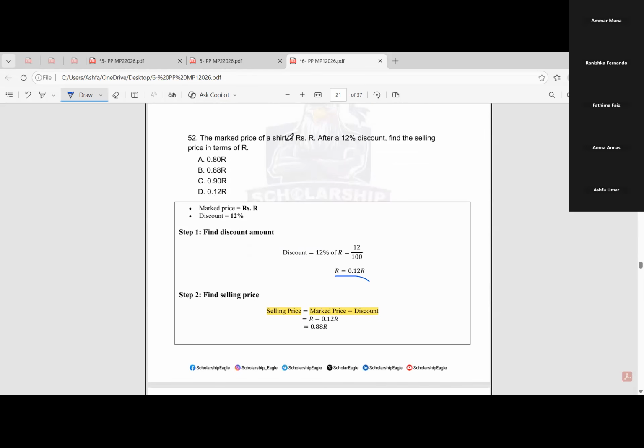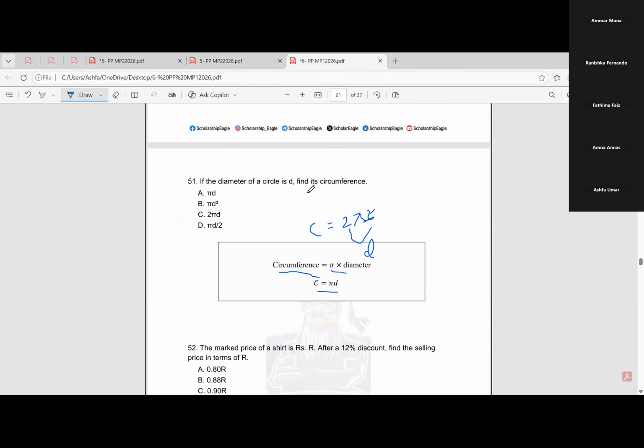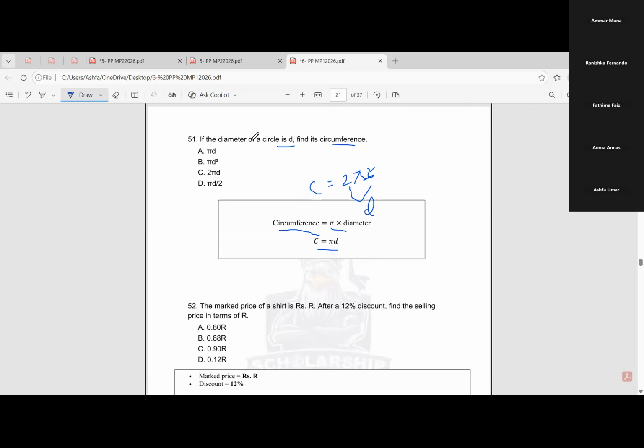So the next question is, here always check whether the question gives the radius or the diameter of the circle to find the circumference. Sometimes you may mistake it.